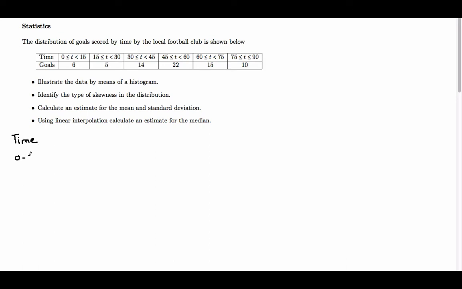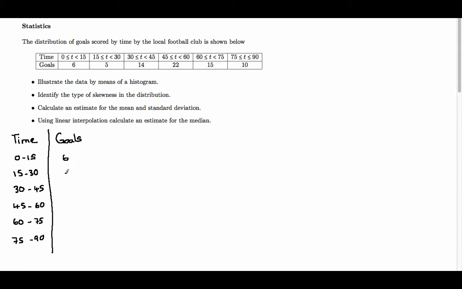So we have 0 to 15, 15 to 30, 30 to 45, 45 to 60, 60 to 75, and 75 to 90. And I'm also going to put in the goals, which are 6, 5, 14, 22, 15, and 10.